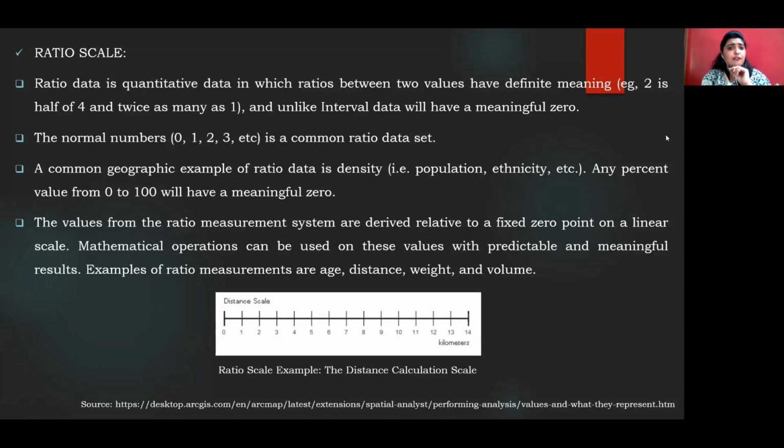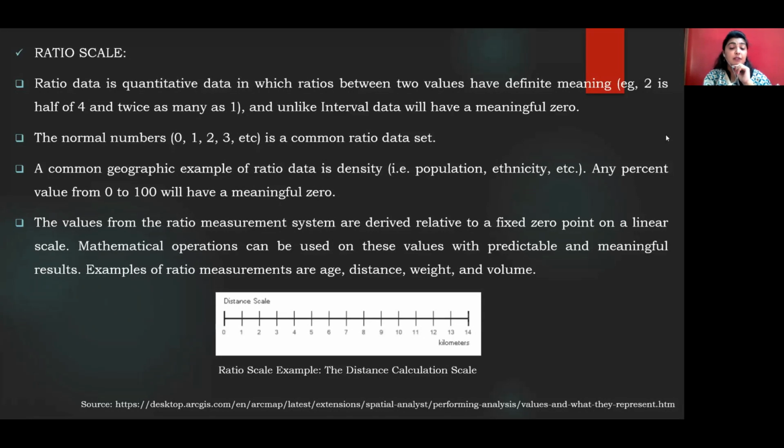Any percent value from 0 to 100 will have a meaningful 0. Zero population density, that means there's no population there. Correct? So that's how 0 has a meaning in this data or in this scale of measurement. The values from the ratio measurement system are derived relative to a fixed 0 point on a linear scale. Mathematical operations can be used on these values with predictable and meaningful results.